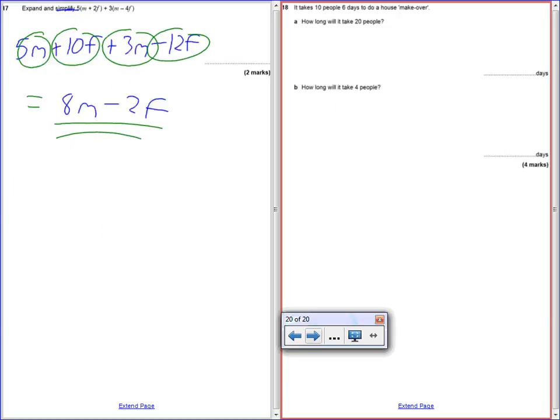Number 20, if it takes 10 people 6 days to do a house makeover, it'll take 20 people half the time, which is 3 days. And then 4 people, it will take 2.5 times longer, so 6 times 2.5 is 15 days.